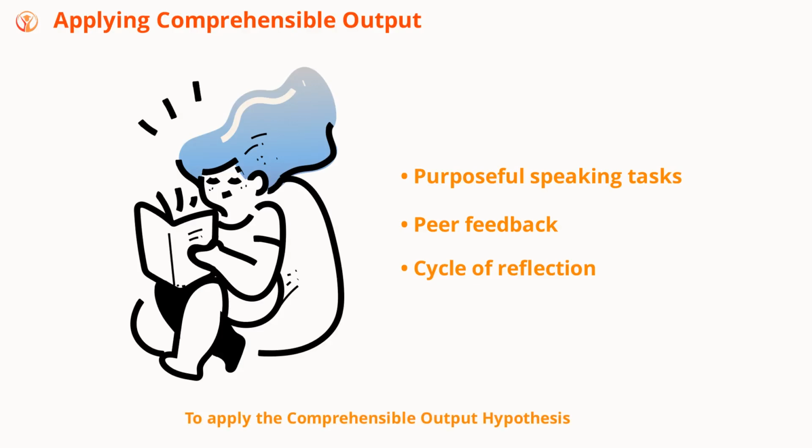To apply the comprehensible output hypothesis, teachers can design purposeful speaking and writing tasks. For example, problem-solving discussions or debates require learners to use language actively. After the task, peer feedback sessions allow students to reflect on their output, notice errors, and try again. This cycle of production, feedback, and reflection is key to building both fluency and accuracy.